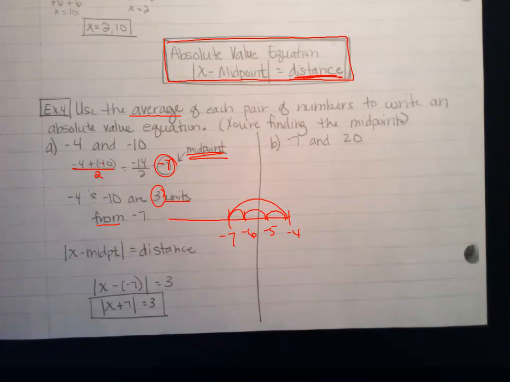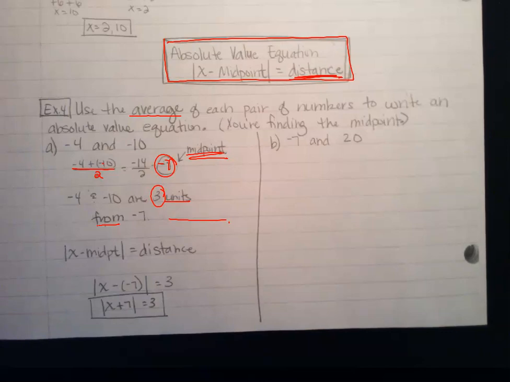Then we're going to use that same formula: x minus the midpoint equals our distance. So x minus -7 equals 3. Clean it up to be x plus 7. The absolute value of x plus 7 equals 3. So let's try B.